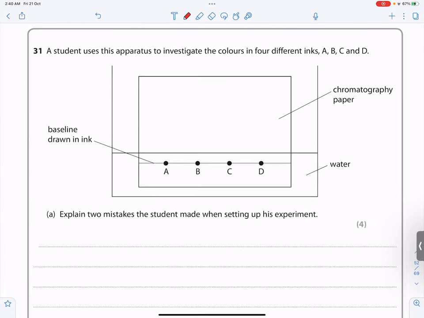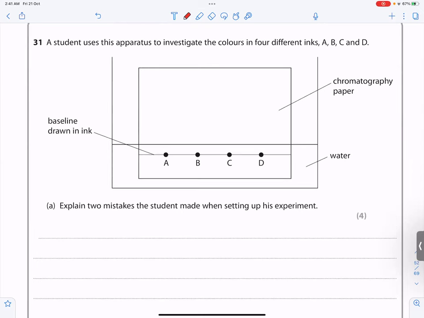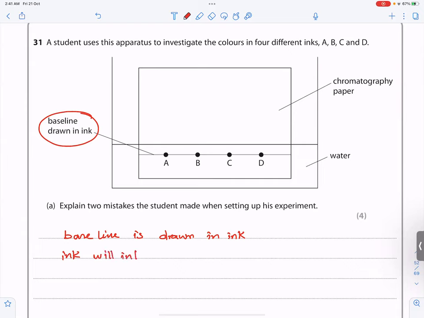Question 31. A student used this apparatus to investigate the colors in four different inks A, B, C, and D. Explain two mistakes the student made when setting up this experiment. First, the baseline is drawn in ink, not pencil. What will happen? The ink will interfere with the results.